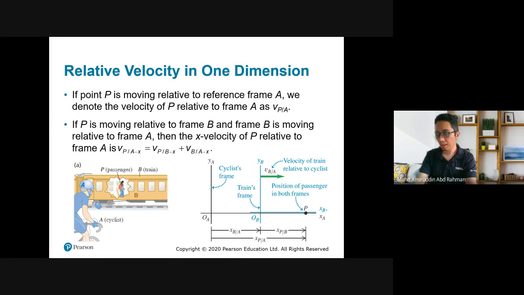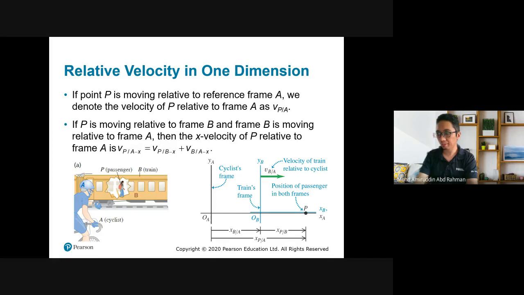So the frame A now is the cyclist. And the x velocity of P relative to frame A. We are looking at the velocity in terms of the x direction of P. P is the passenger relative to A is VPA x, which equals VPB, the relative velocity of the passenger to the train, plus VBA, the relative velocity of the train to the cyclist.